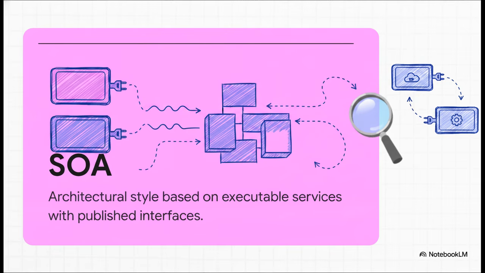Service-oriented architecture, or SOA, is an architectural style based on executable services with published interfaces. In simple terms, this means that applications are built by choosing and combining these independent executable services at runtime. The exact same service might actually be available from several different providers, and the application gets to make a runtime decision about which one is most appropriate to use in that moment.